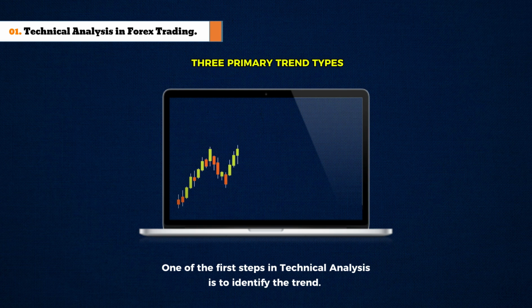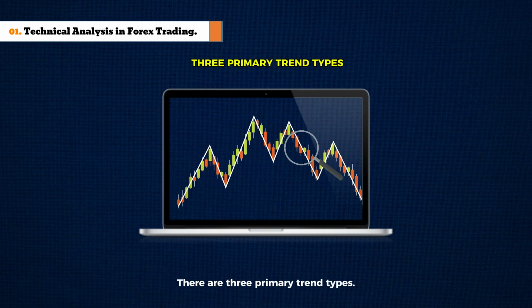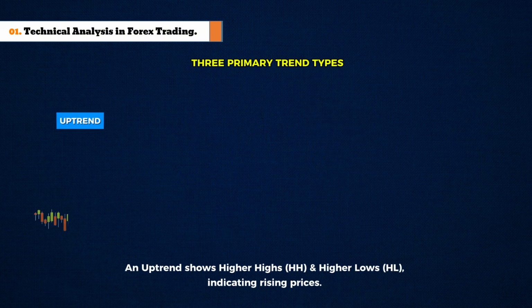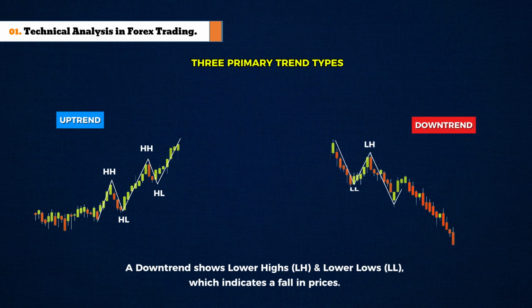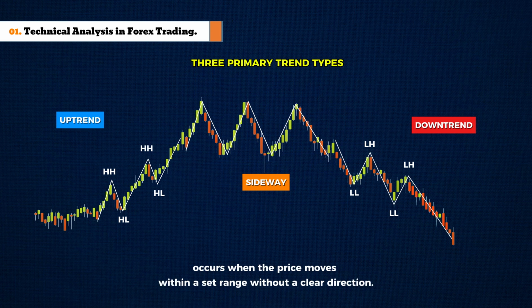One of the first steps in technical analysis is to identify the trend. There are three primary trend types. An uptrend shows higher highs and higher lows, indicating rising prices. A downtrend shows lower highs and lower lows, which indicates a fall in prices. Finally, a sideways trend or range-bound trend occurs when the price moves within a set range, without a clear direction.